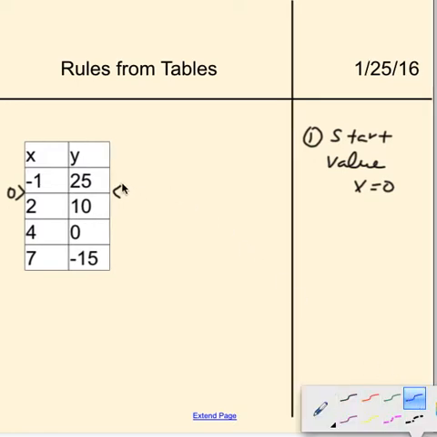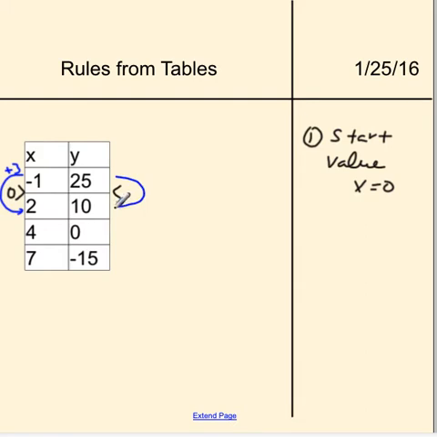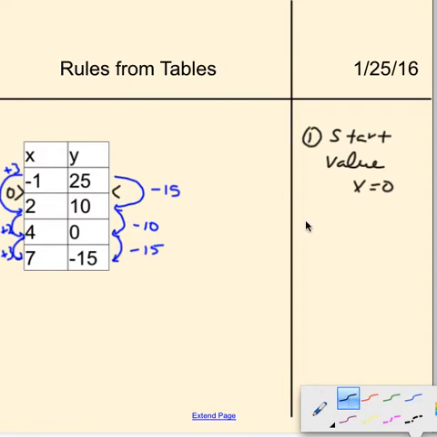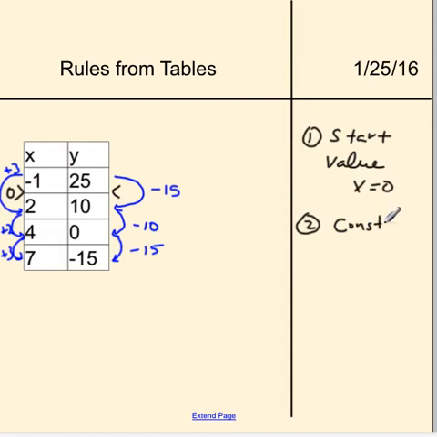And so looking here in this first step, x goes up by 3 here. And on this side, as x goes up by 3, y goes down by 15. From 2 to 4, now x only goes up by 2, and y goes down by 10. Here from 4 to 7, x goes up by 3, and y goes down by 15. So we have to ask ourselves, is there even a constant rate of change in this example? Because remember, there has to be a constant rate of change for us to write this rule.